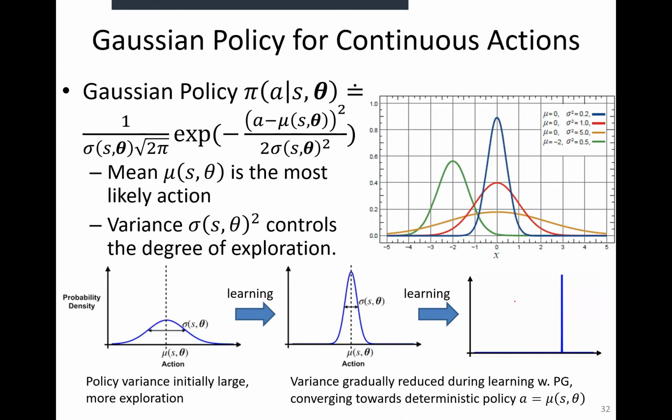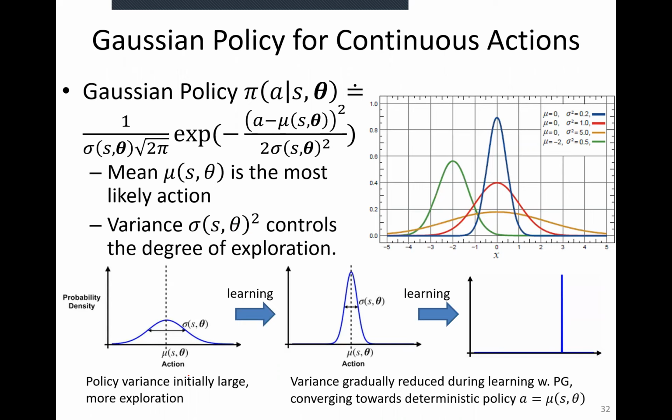A Gaussian policy is a very common choice for parameterizing continuous actions. A Gaussian looks like this. It has two parameters. The mu is the mean, the most likely action, and the variance, sigma squared, controls the degree of exploration. A flatter Gaussian with a larger sigma has more exploration.